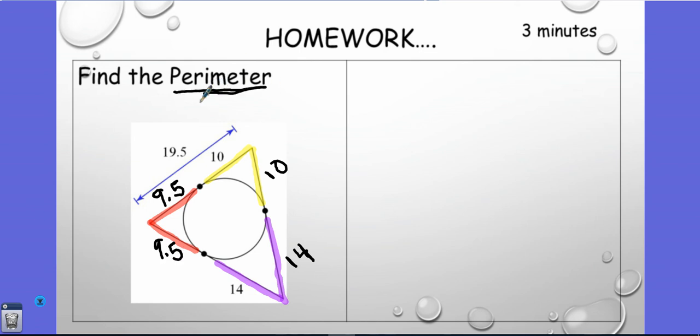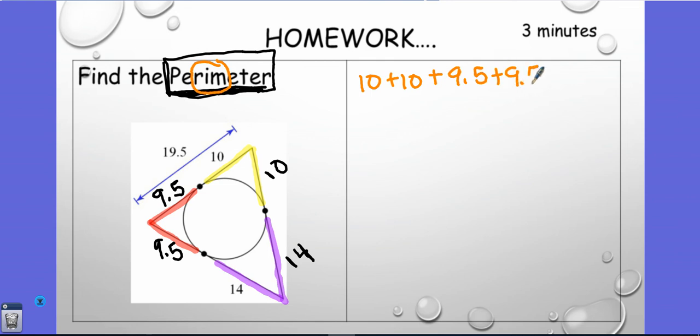So we need to find a perimeter. And this is a key word. You need to make sure you know what perimeter is. Perimeter means to add all of the outside pieces together. And if you can't remember, inside of the word perimeter is rim. Rim means outside. Okay, so I'm going to go and add all of these outside pieces together. So we get 10 plus 10 plus 9.5 plus 9.5 plus 14 plus 14.